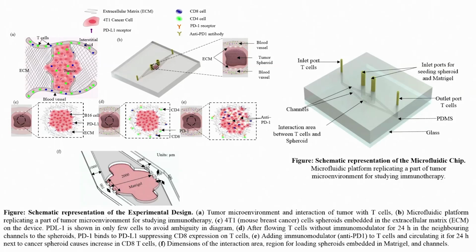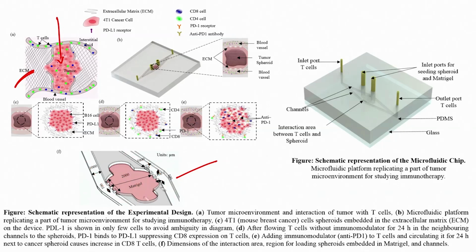So, you can see here in detail what we are doing. There is a tumor, there are T cells in the vessels flowing next to the tumor, there is an extracellular matrix surrounding the tumor. Similar situation we have to mimic on our microfluidic chip. You can see here very clearly, this is the center area where we can load spheroid. These are the channels through which the T cells will flow.